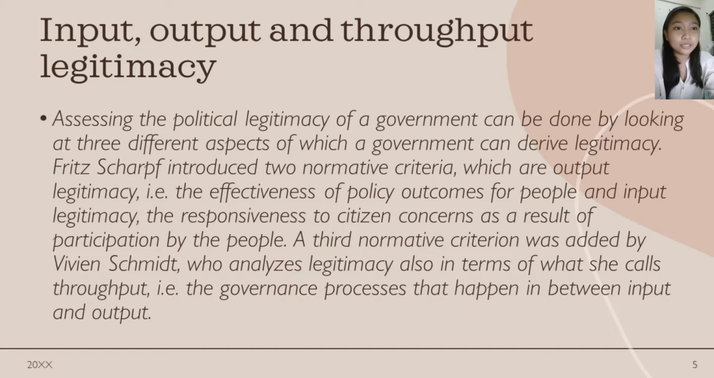The third legitimation is input, output, and throughput legitimacy. Assessing the political legitimacy of a government can be done by looking at 3 different aspects of which a government can derive legitimacy. Fritz Scharpf introduced 2 normative criteria, which are output legitimacy, or the effectiveness of policy outcomes for people, and input legitimacy, or the responsiveness to citizen concerns as a result of participation by the people. A third normative criterion was added by Vivien Schmidt, who analyzes legitimacy also in terms of what she calls throughput, or the governance process that happened in between input and output.